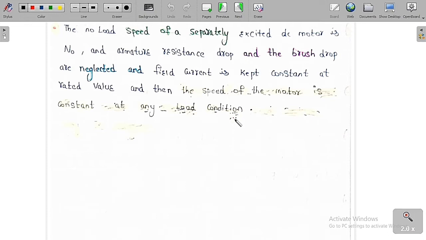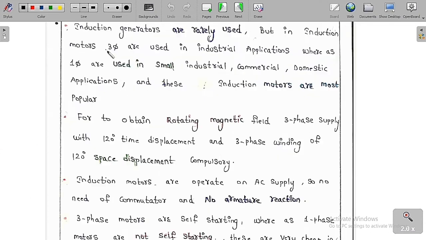As Eb is equal to V and flux is always constant, the ratio of V by flux is always constant. So Eb by phi is always constant for any load condition. So speed is always constant for any load condition, because V by phi is always constant. At any load, definitely the speed is constant and equal to the no load speed itself.